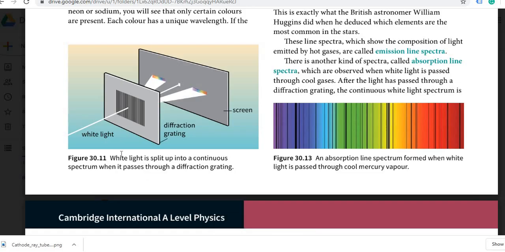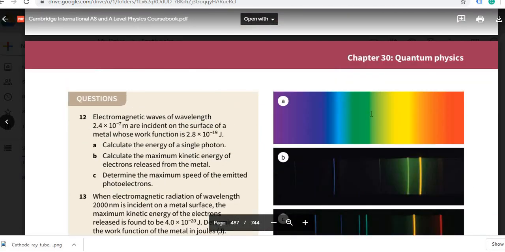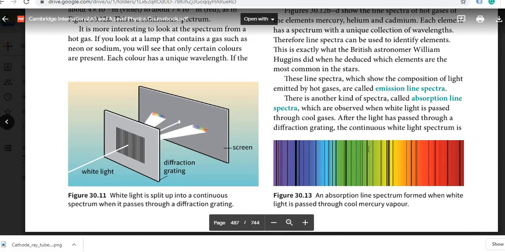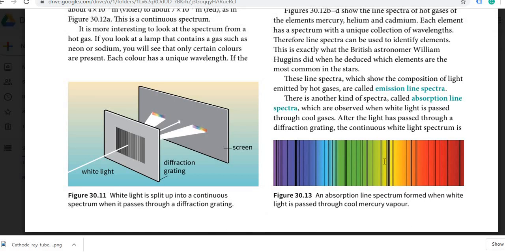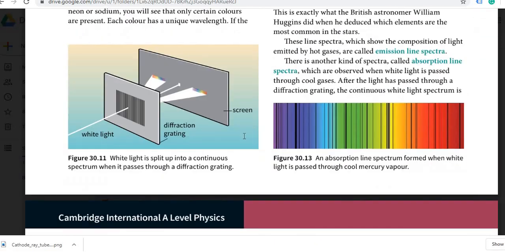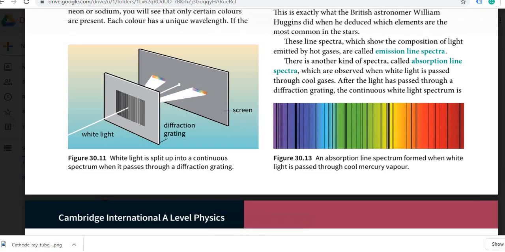Here you can see white light is split up into a continuous spectrum. Now here it is continuous, no gaps, but here you can see there are dark areas. Some of the colors are not here, but here you have everything, it's continuous. So this diagram A is what they are mentioning over here. White light is split up into a continuous spectrum when it passes through a diffraction grating.